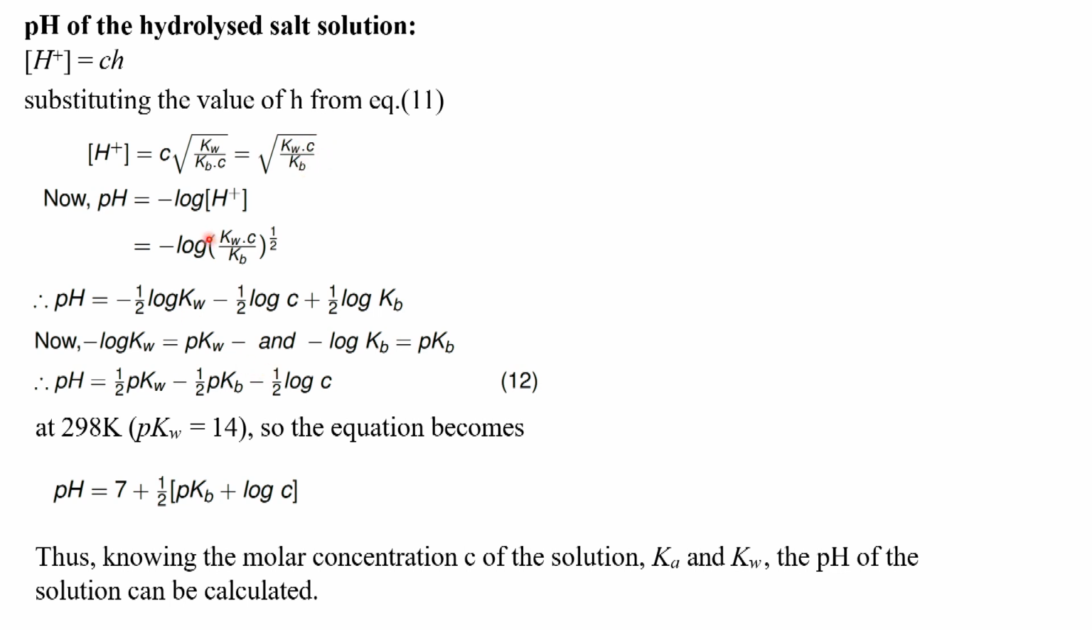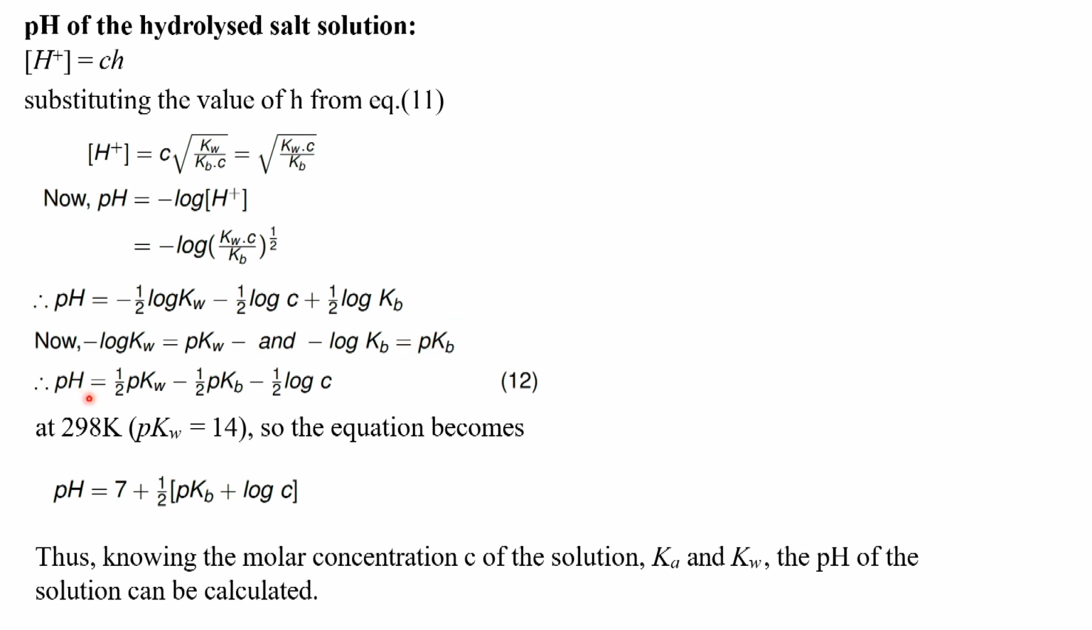Now if we take minus log on both sides, because pH is minus log of the concentration of H plus, we get pH is minus log of Kw times C by Kb raised to the half, and then we take half in front of the log sign, we get minus half log Kw minus half log C plus half log Kb. Now minus log Kw we know as pKw, and minus log Kb gives pKb.